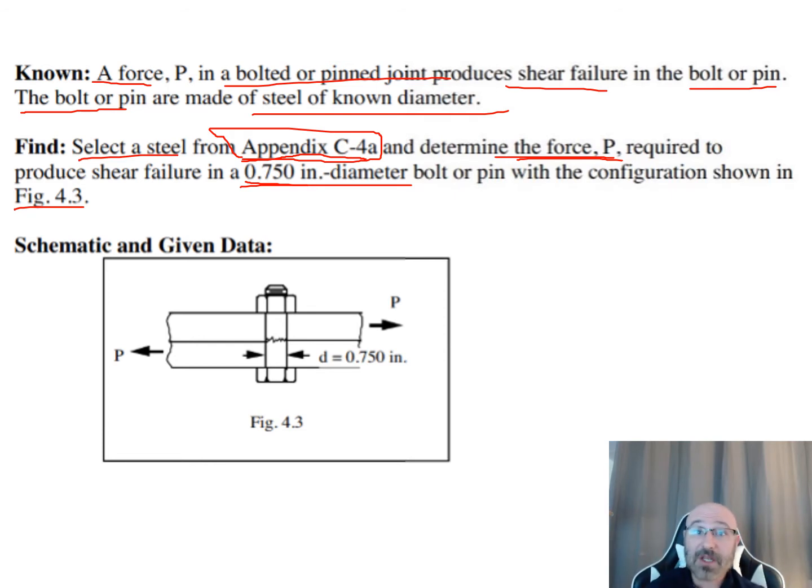Once we have that type of steel specified, what is the force that's required to produce the shear failure in a known diameter bolt? So we come down here, here's our given schematic and data. We have this load, P, equal and opposite on both sides of that material. There's our steel bolt, and this is our diameter of 0.75 inches.